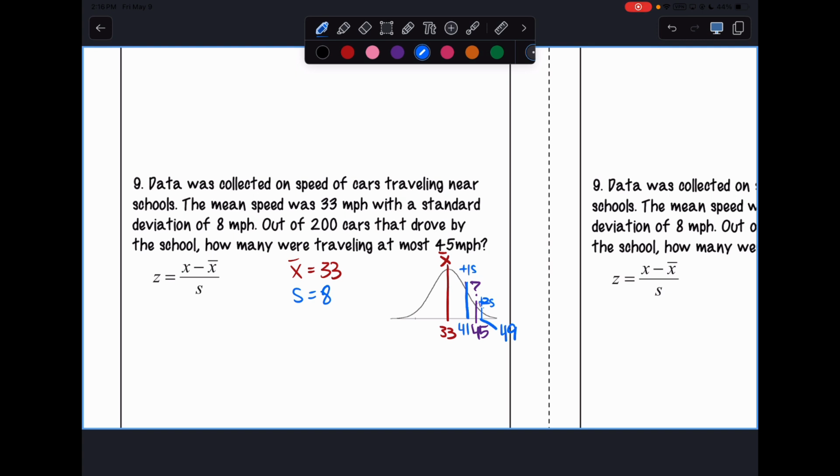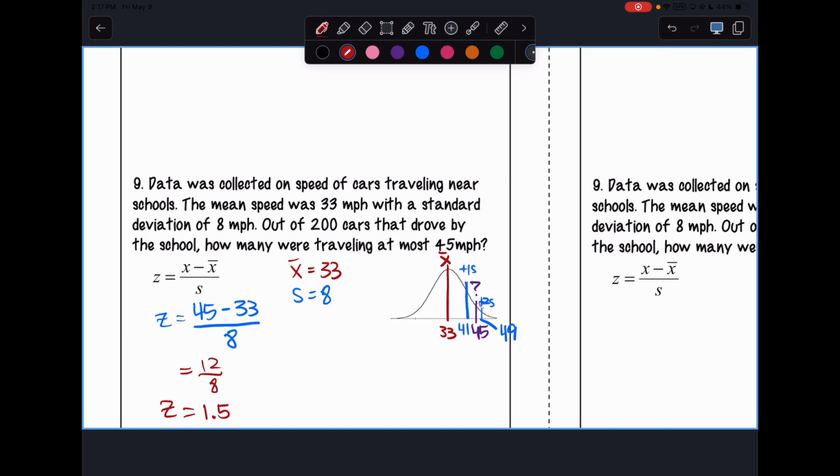So we need to figure out, we don't know what the z-score is, but we do know that x is 45 minus 33 for the mean and divided by 8 for the standard deviation. What's 45 minus 33? 12 divided by 8. So z-score is 1.5, okay? You don't have to figure out the percentage. It's on the table as decimals.